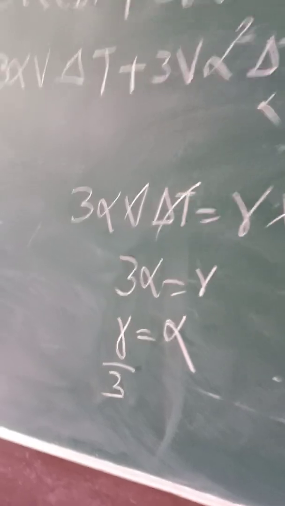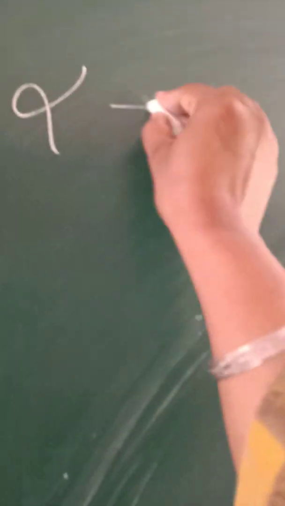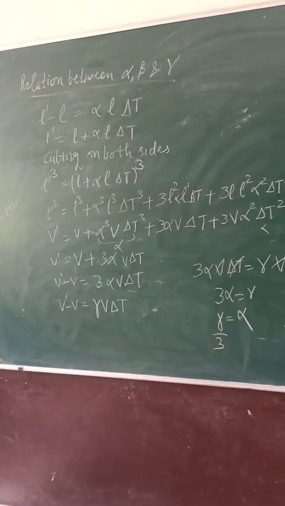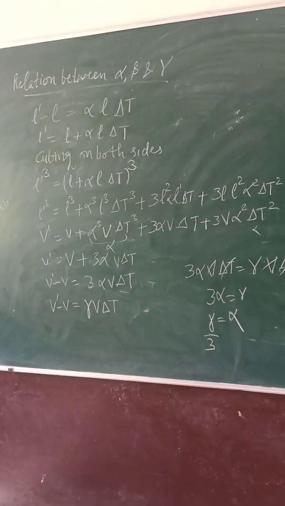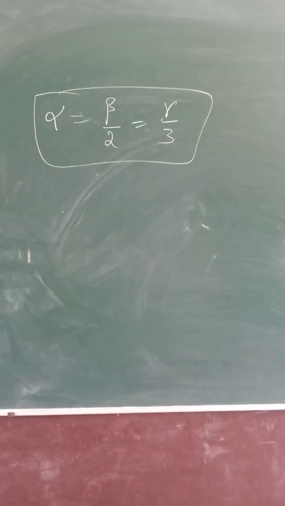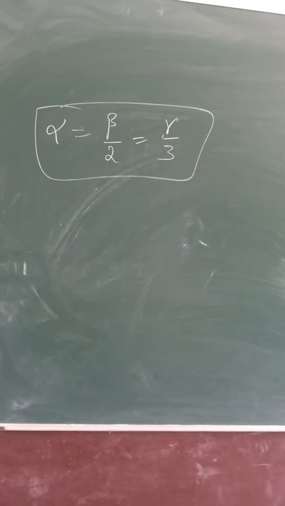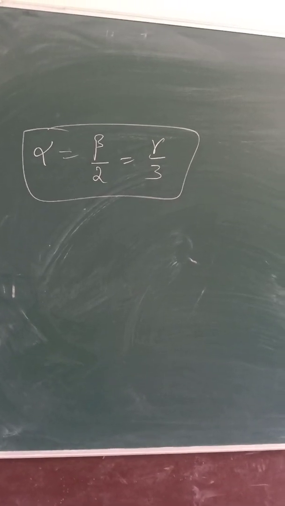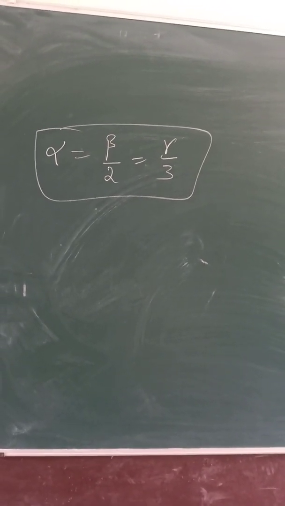So basically we have the relation between the three coefficients as alpha equals beta by 2 equals gamma by 3. Clear? So this is the relation between the coefficients of thermal expansion, alpha, beta and gamma. To find the relation between alpha and beta, we start from the equation of linear expansion, then scaling, and to find the relation of it with the cubical expansion, we cube the equation of linear expansion. Clear?